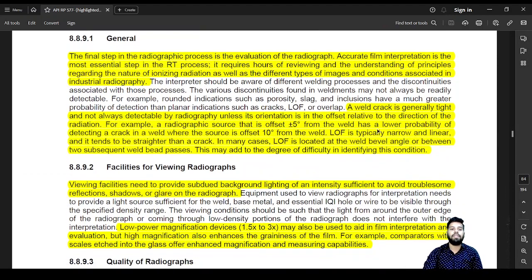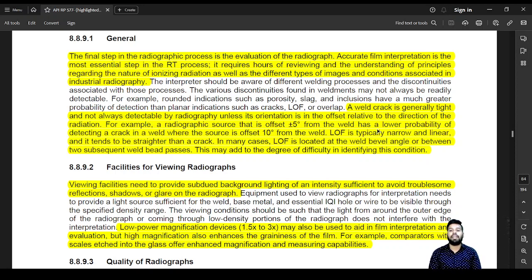Evaluation of the radiograph. The final step of the radiographic process is the evaluation of the radiograph. Accurate film interpretation is the most essential step in the radiographic process. It requires hours of reviewing and understanding the principles regarding the nature of ionizing radiation, as well as different types of images and conditions associated with industrial radiography.